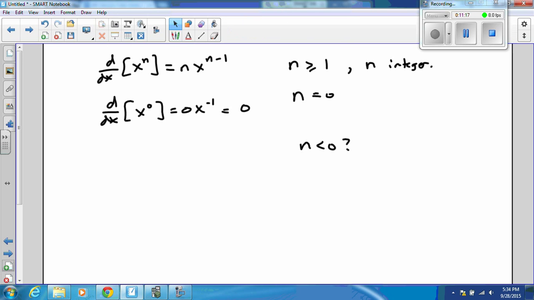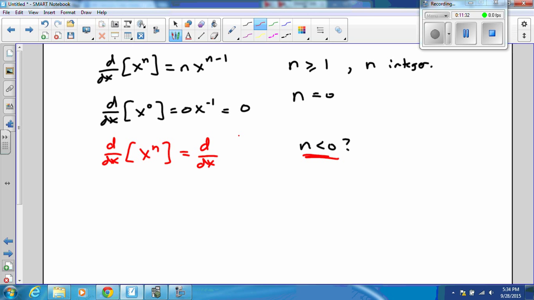What about for n less than 0 in integers? Well, I think we can do that, but I think we're going to have to do it by appealing to the quotient rule. We can say that the derivative of x to the n, where n is negative, is the same as the derivative of 1 over x to the negative n. And now if we appeal to the quotient rule, this gives us low d high minus high d low.